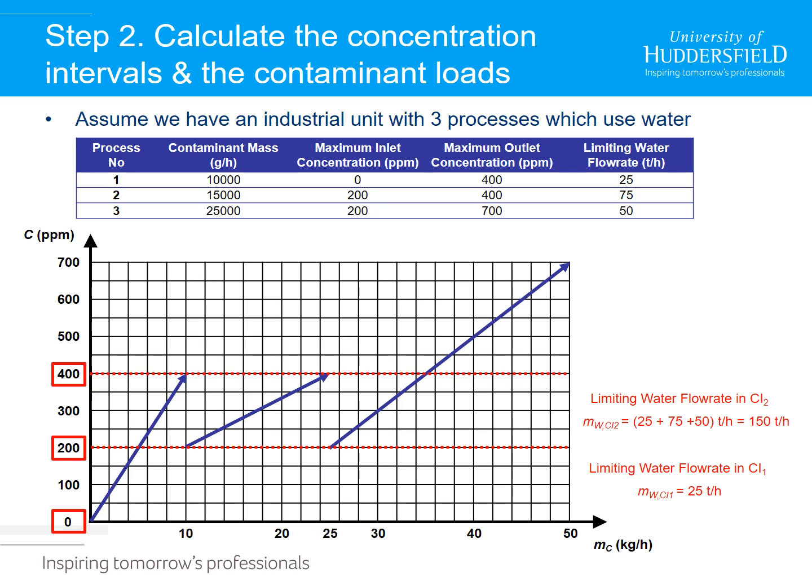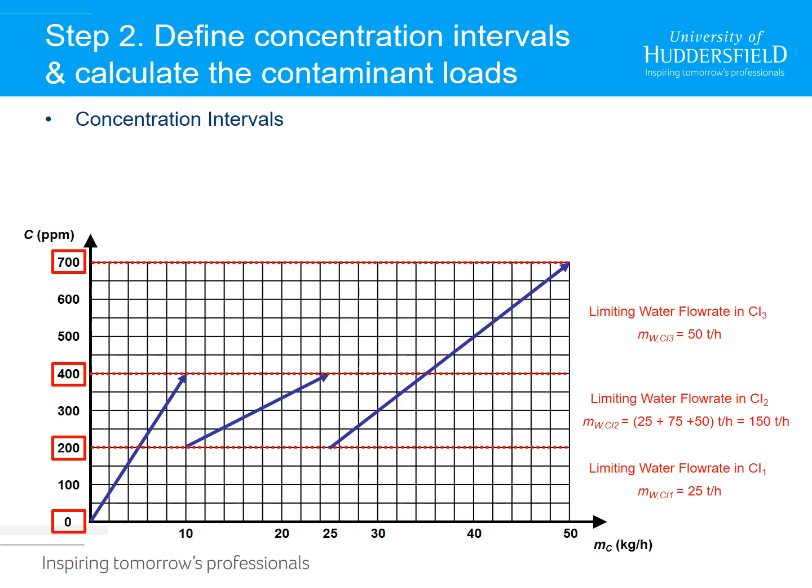Finally, the third concentration interval, between 400 and 700 ppm has a limiting water flow rate of 50 tons per hour. Using these values, we can fill in the table of the concentration intervals.